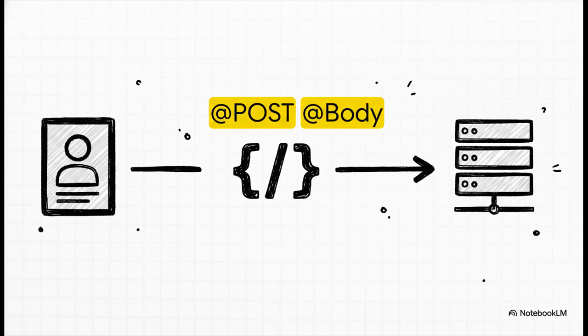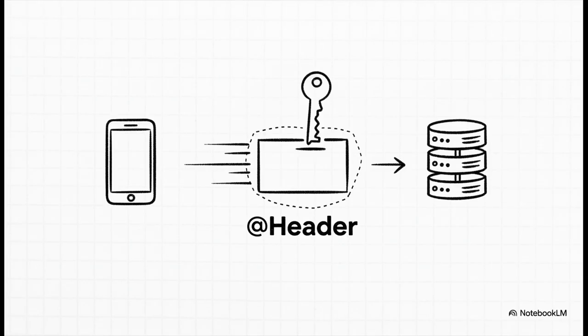What if you need to send data to the server, not just get it? Easy. You just use the @POST annotation and then the @Body annotation for your data object. Retrofit takes care of turning your object into JSON and sending it off. Done. And what about authentication?